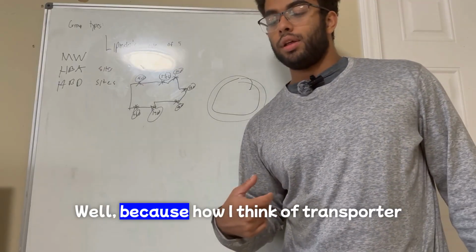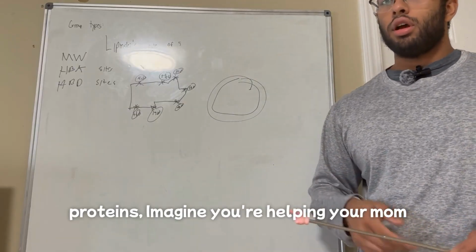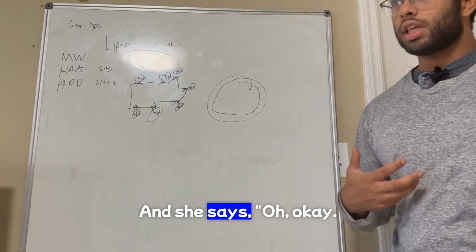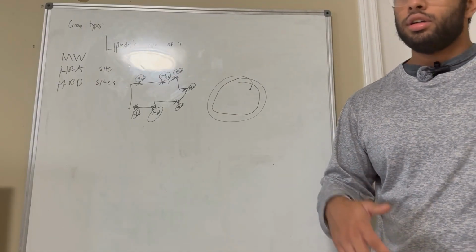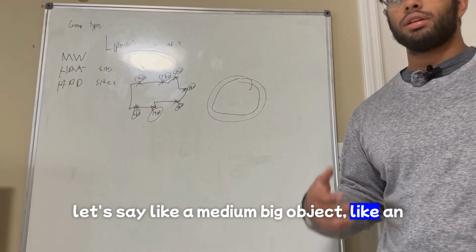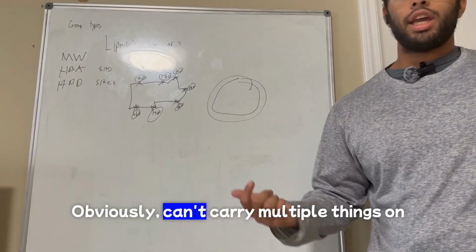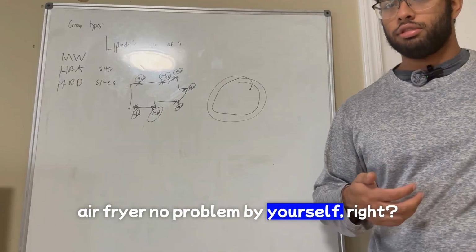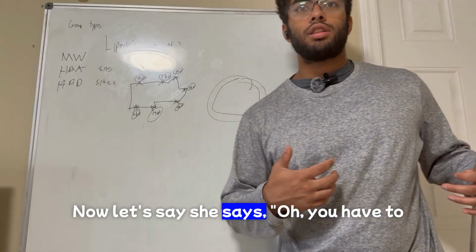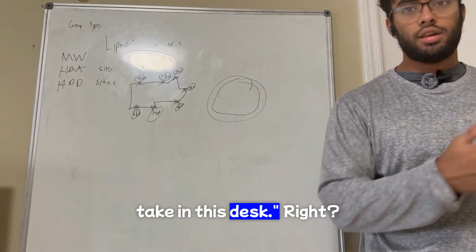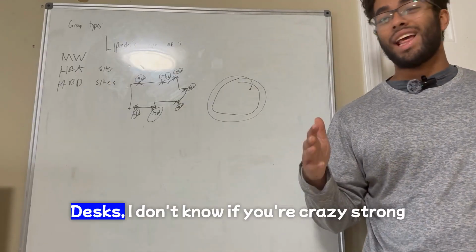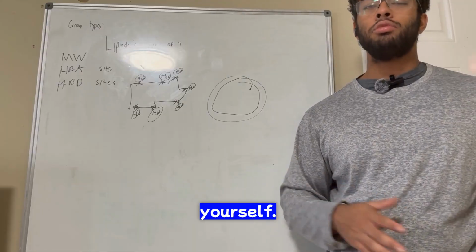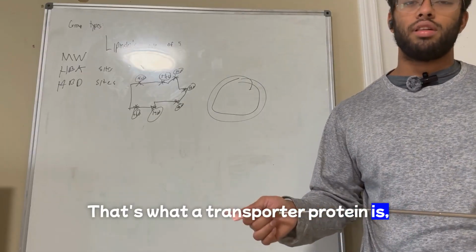Why is that? Well, because how I think of transporter proteins, imagine you're helping your mom take in the groceries, right? And she says, oh, okay, you need to take in, let's say, a medium big object, like an air fryer. Obviously, can't carry multiple things on top of an air fryer, but you can take in the air fryer no problem, by yourself, right? Now let's say she says, oh, you have to take in this desk, right? Big desk. I don't know if you're crazy strong or something, but hard taking a desk in by yourself. You might need some help. That's what a transporter protein is, right?